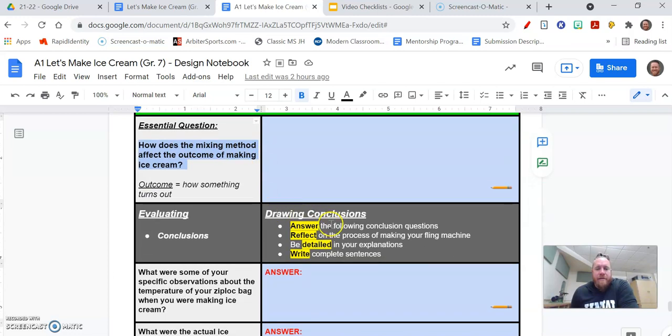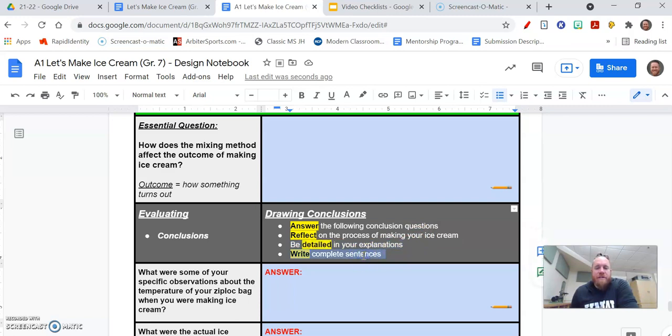Okay. And today, again, you're going to answer the following conclusion questions. You're going to just reflect on this whole process of making your ice cream, and it looks like rice cream. That sounds kind of gross, but ice cream. You want to be detailed in the explanations that you give and use complete sentences.